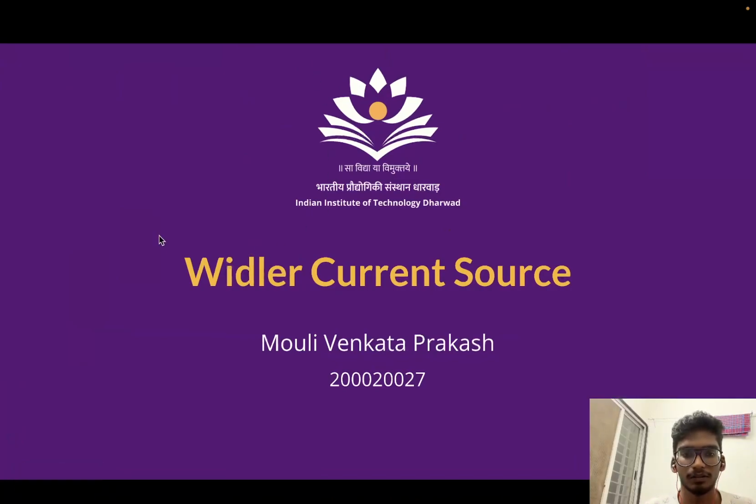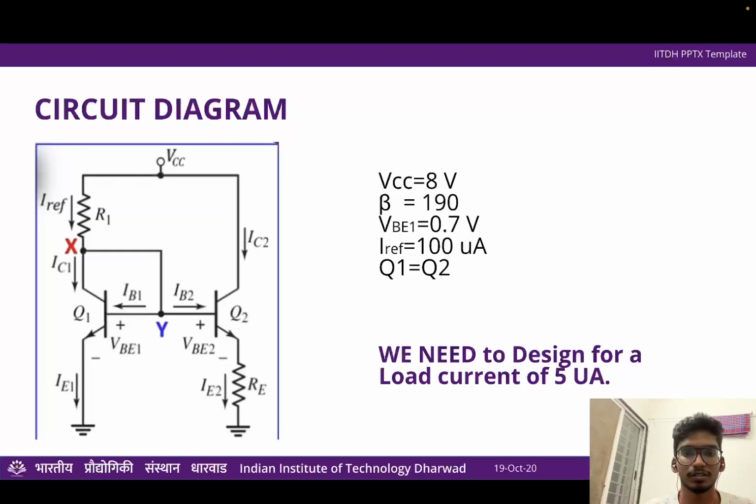Hello. Basically, I chose a topic on the Widlar current source. It's a circuit designed to maintain a constant output current when we connect any load. The current will be constant irrespective of the load resistance. The circuit contains two BJTs and two resistors with a power supply VCC.